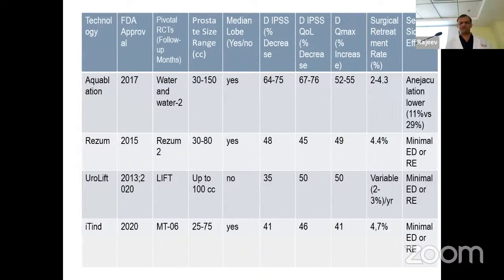This is an RCT comparison of 4 techniques: Aquablation, Rezum, Urolift, and ITIND. It shows that all 4 devices are associated with a low rate of anejaculation and erectile dysfunction. Aquablation is known to be good for large-sized prostates, and except Urolift, all the other 3 techniques can be used in case of median lobe enlargement also.